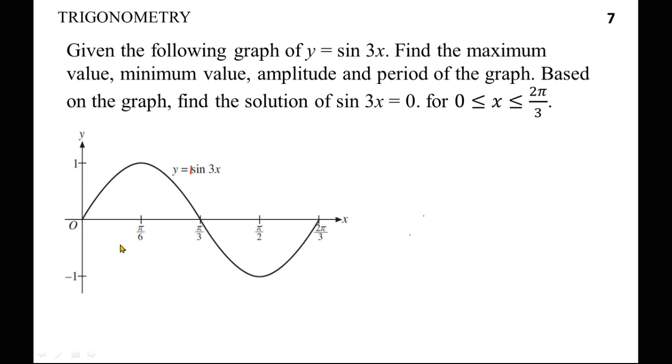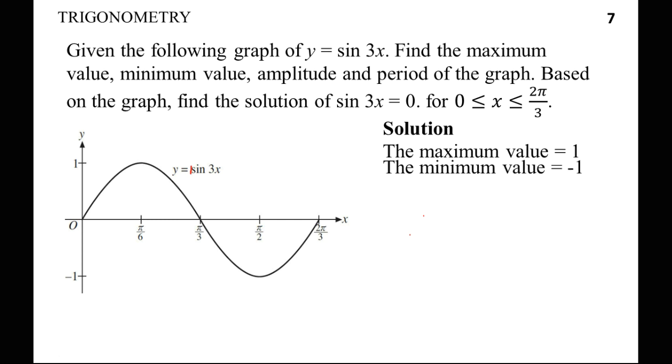Here is the graph of y equals sine 3x, and we can find out the maximum value equals 1, which is of course the y value of the maximum point in this graph. The minimum value will be negative 1, which is the y value of the minimum point of this graph. And the amplitude equals 1, just seeing from the coefficient of sine 3x, which is 1. And the period equals 2 pi over 3, because it ends up with 0 in 2 pi over 3.